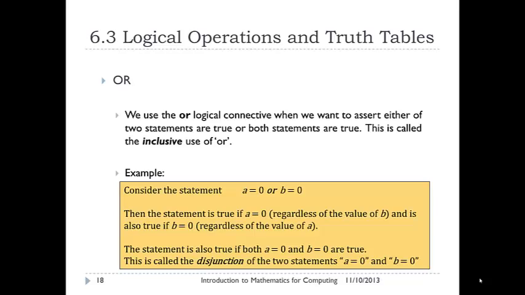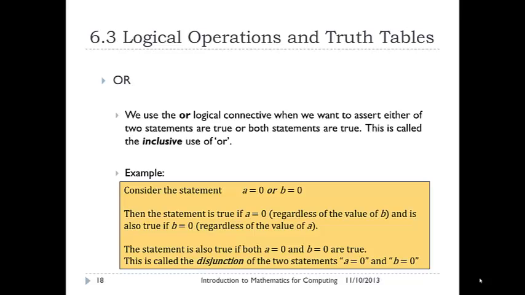And this is called the disjunction of the two statements. The two base statements we're using in this case, the first one is A equals 0, the second one is B equals 0. And we're going to combine those two base statements together using the OR logical connective to form a new compound statement. And that's going to be called the disjunction of the two base statements.